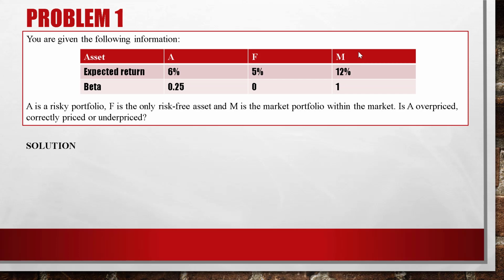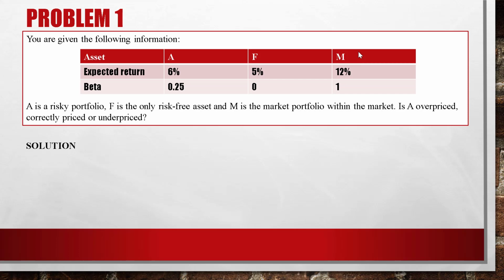So remember, in order to verify whether an asset or a portfolio is overpriced, correctly priced, or underpriced, we have to verify whether it lies on the security market line. If the asset is right on the security market line, it is correctly priced. If it's above, then it's underpriced, and if it's below, it's overpriced.